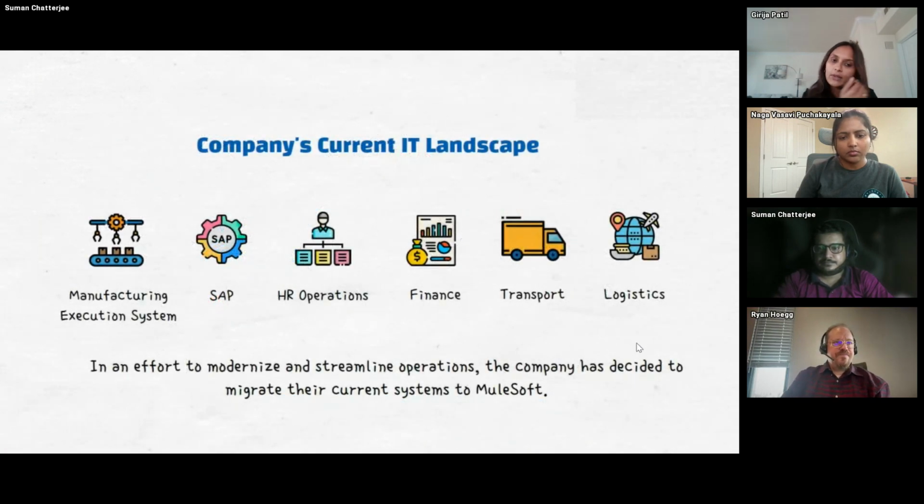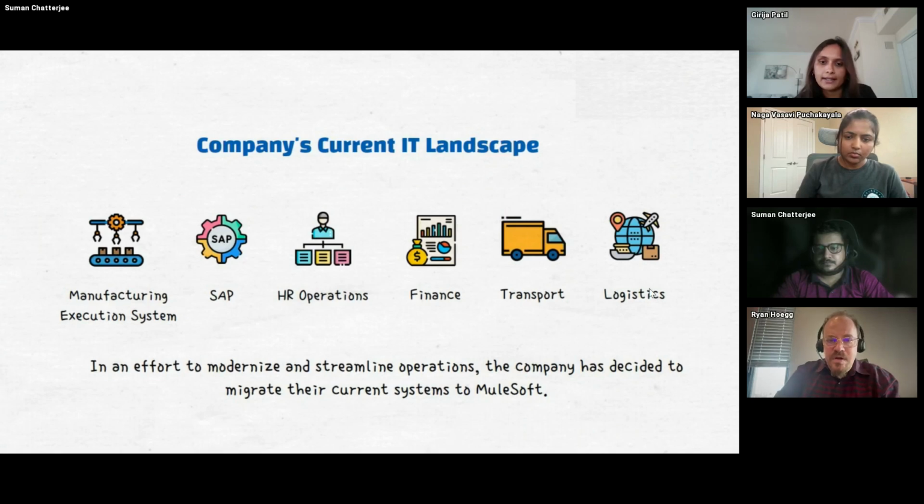Looking at their landscape, all their major systems like the manufacturing execution system, SAP, HR, along with finance and logistics, were all integrated with Tibco as a middleware. They had this aspiration of modernization and bringing in a lot of optimization and efficiency. So they took this strategic decision to migrate and upgrade all their applications running in Tibco to MuleSoft.